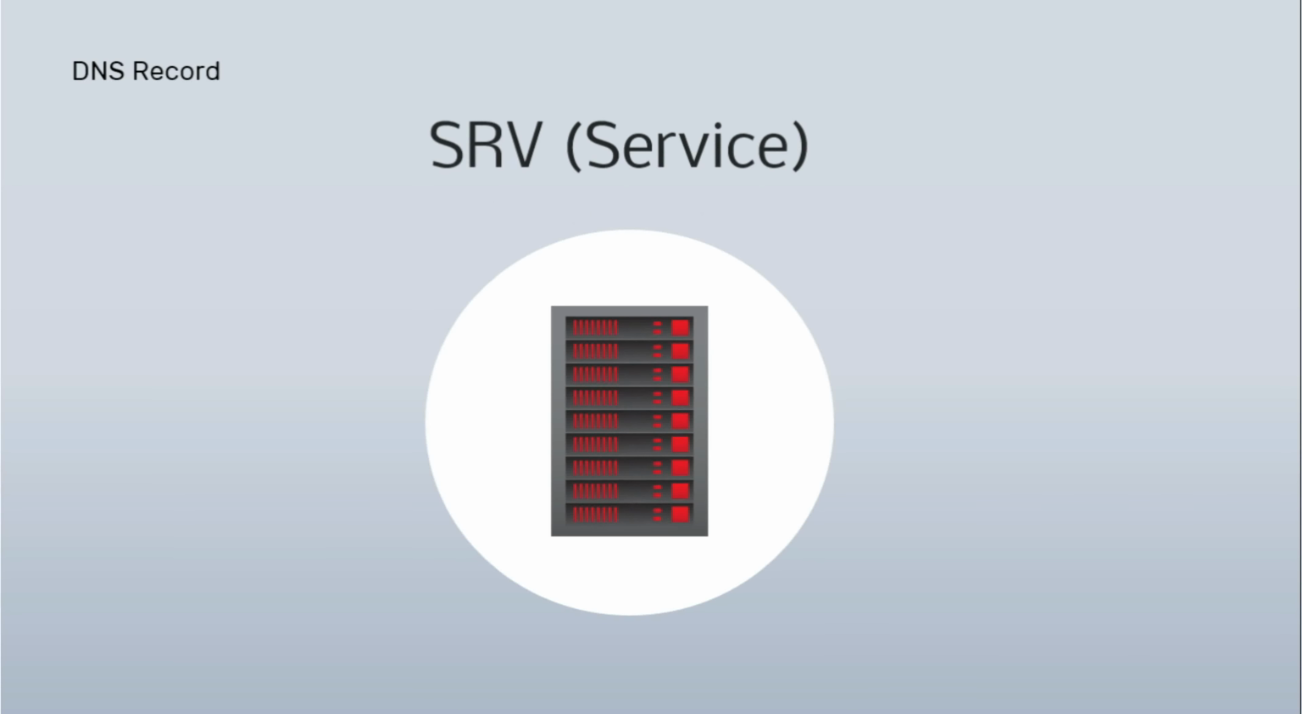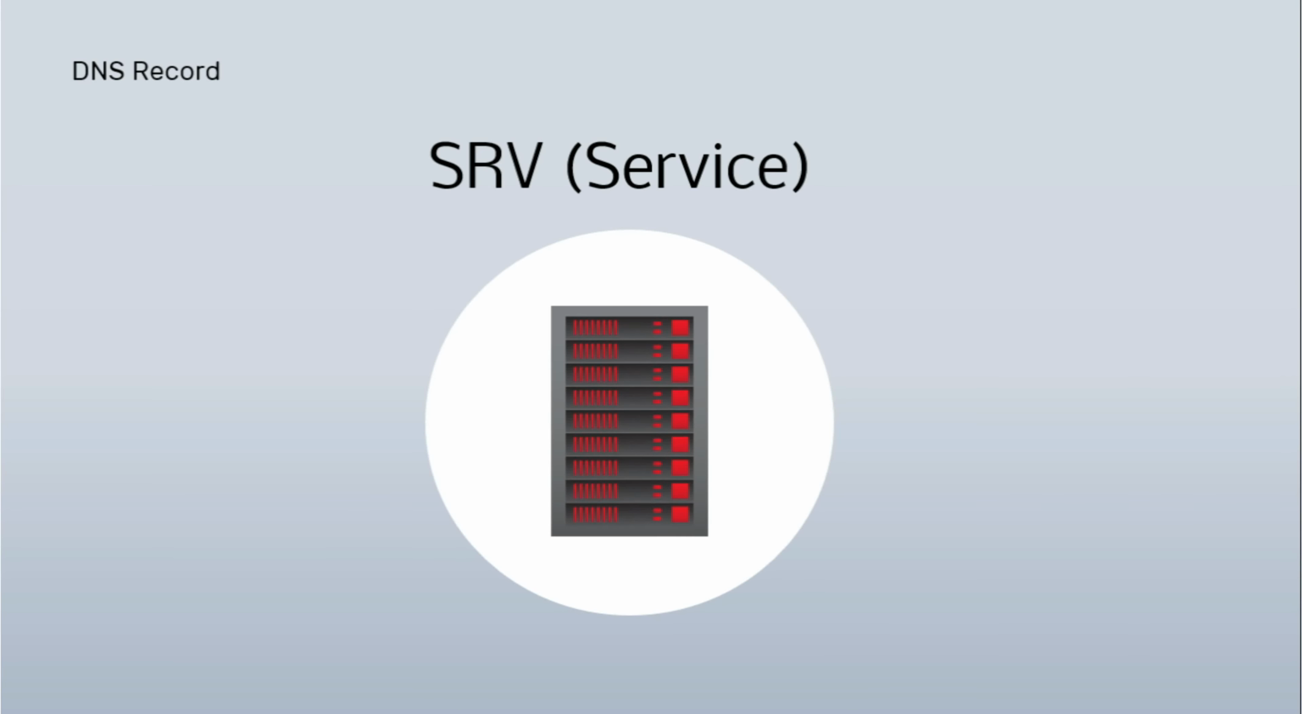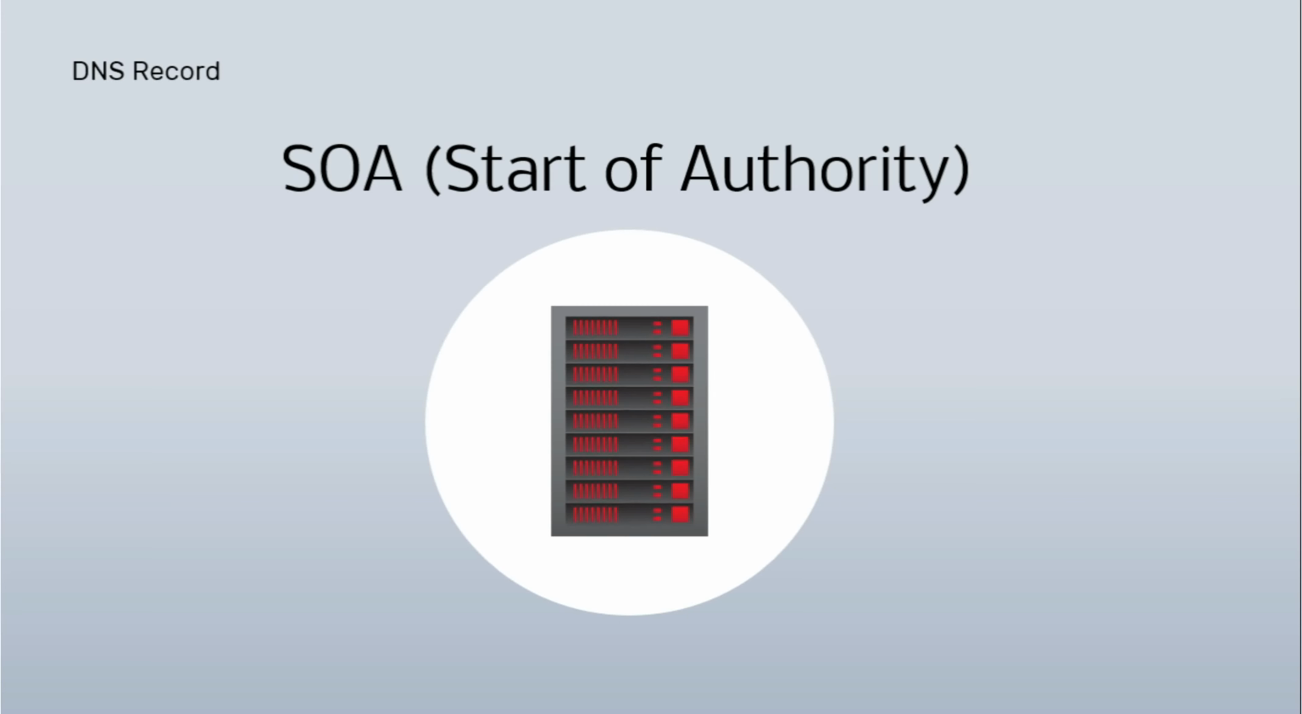And the next record here we have SRV, which is service. We use this for mapping all the services with our DNS. So this is dedicated for other services inside your DNS. And we have this type of record, which is SOA, which is start of authority. We use this record for administrative information about the DNS zone.